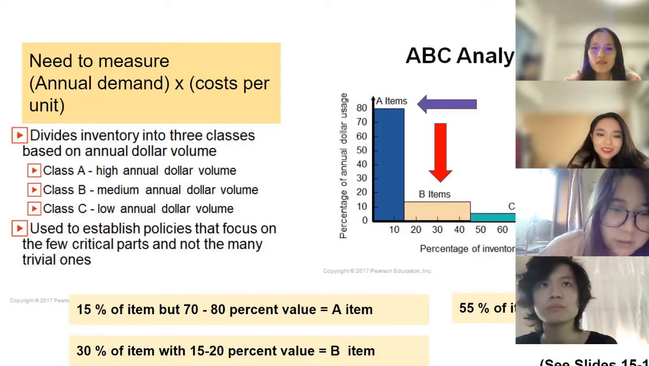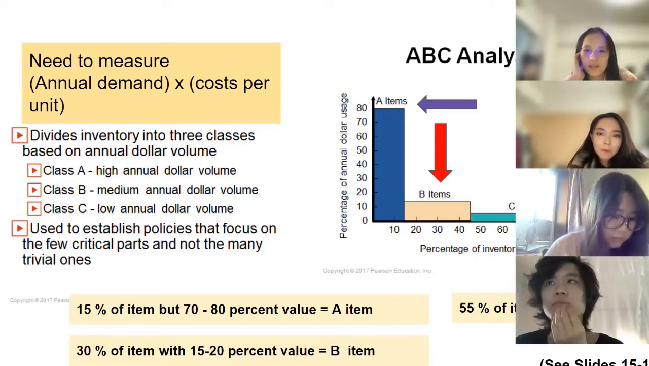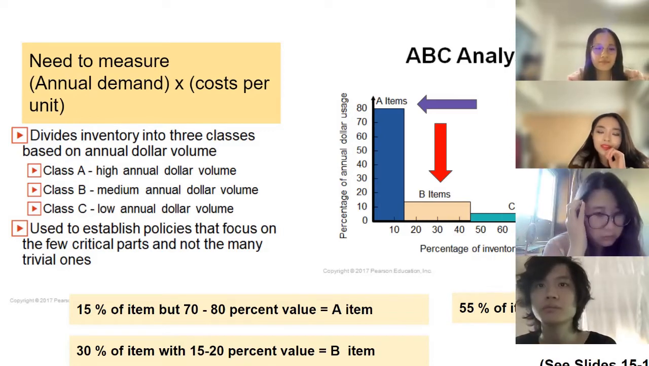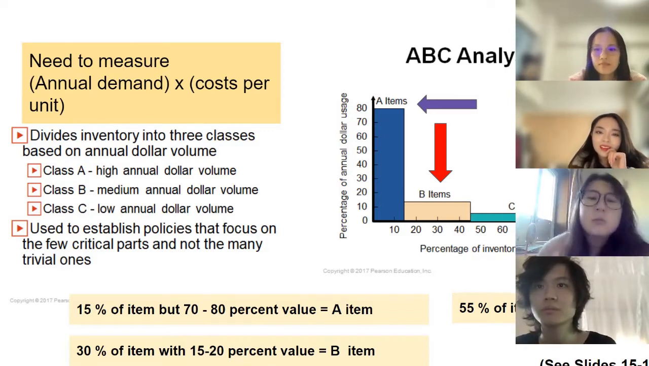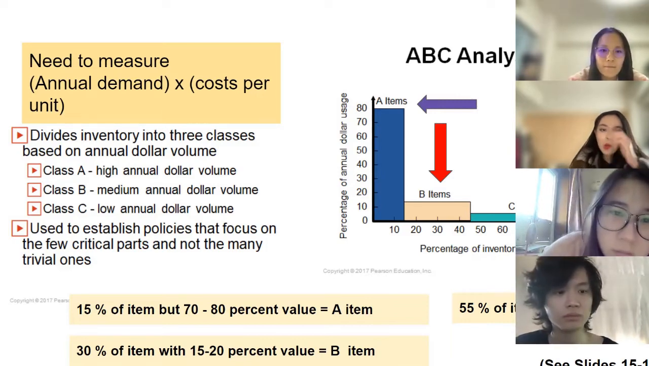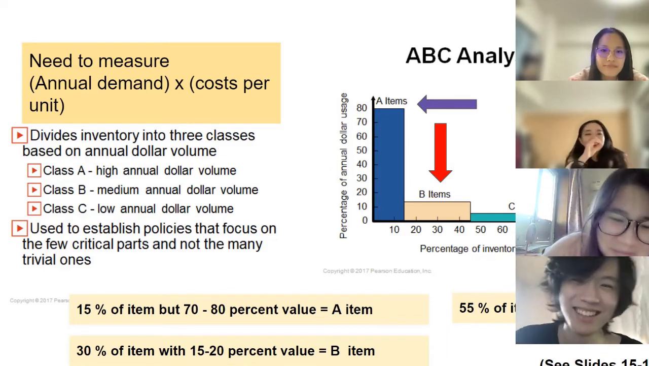Yuki? Maybe A item. Yuhong? A. Why you say A? Okay, because you're the last person to copy all the rest. Why you say A?